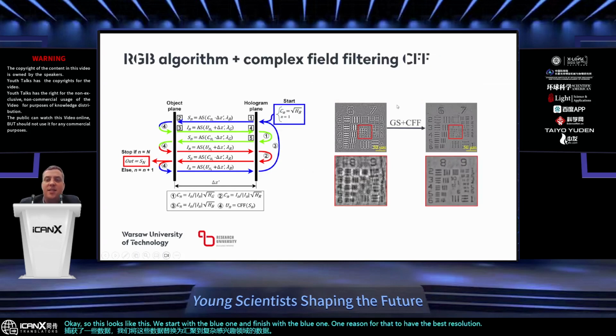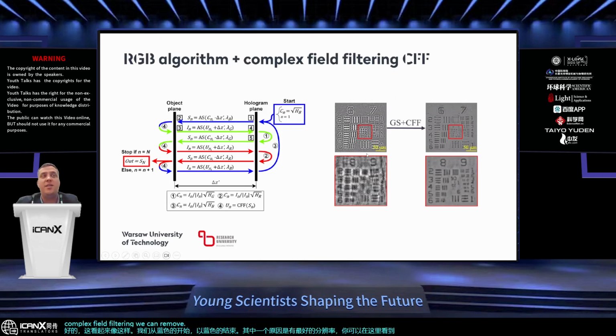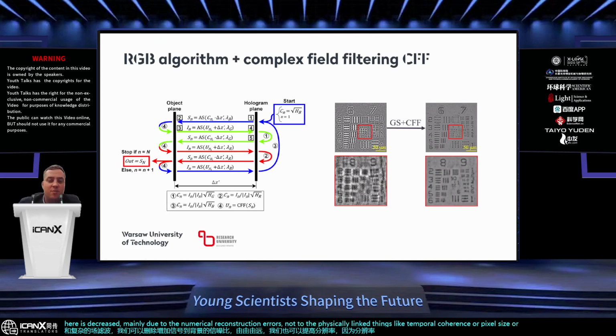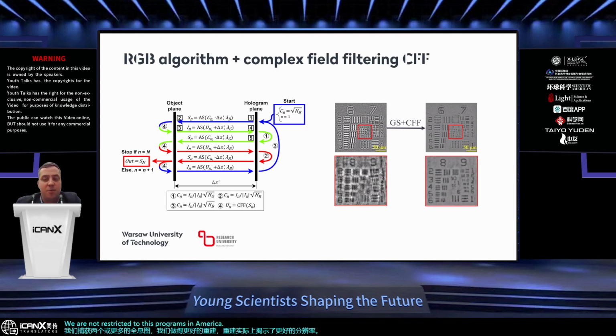And you can see here that with this Gerchberg-Saxton and complex field filtering, we can increase the signal to background and signal to noise ratio by far. And we can also increase the resolution, because the resolution here is decreased mainly due to the numerical reconstruction errors, not to the physically linked things like temporal coherence or pixel size or geometry of the setup, because the setup is the same. We capture 2 or more holograms and we do better reconstruction. The reconstruction actually unveils better resolution. We are not restricted to these problems with numerical reconstruction. And in computational imaging, numerical reconstruction always plays a crucial role.